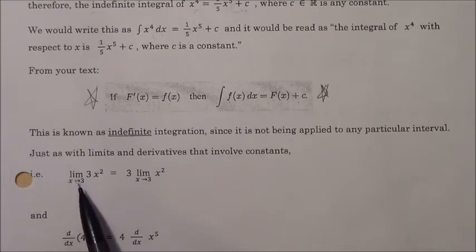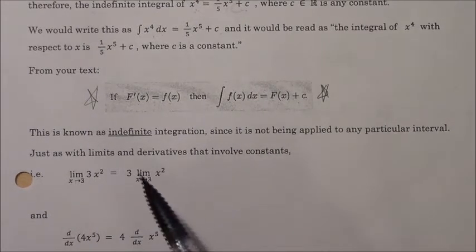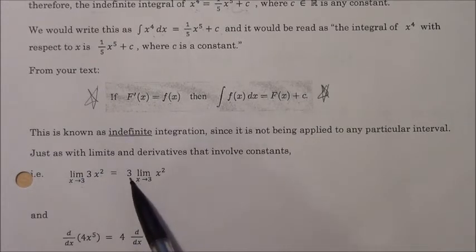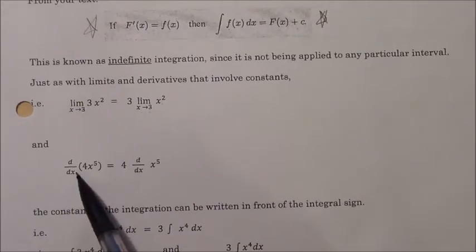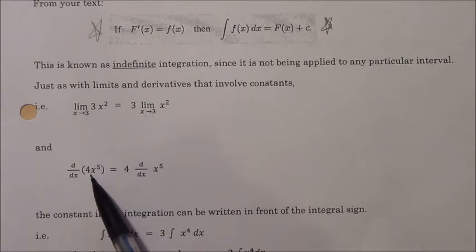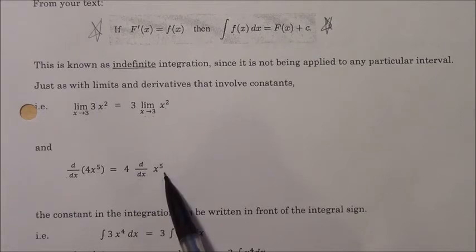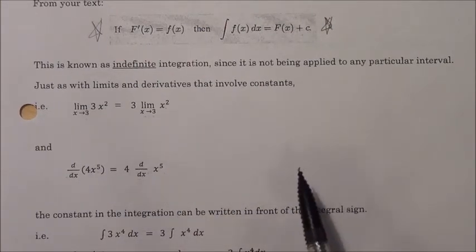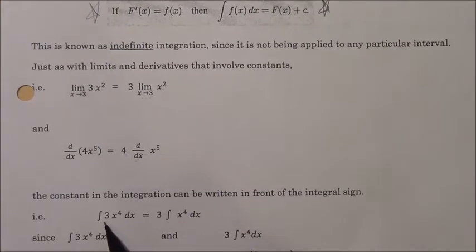Okay, so just like limits and derivatives that involve constants, if we take the limit of 3x squared as x approaches 3, we can actually move this 3 out in front. So it's 3 times the limit of x squared as x approaches 3. Also, if we take the derivative of 4x to the power 5, it's the same as moving that 4 in front and taking the derivative of x to the power 5. That 5 would just move down and multiply by the 4 eventually anyway. So just like we can do those two things, we can also move a constant out in front for integral purposes.